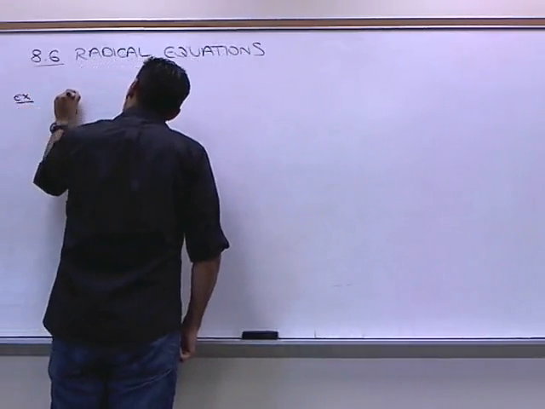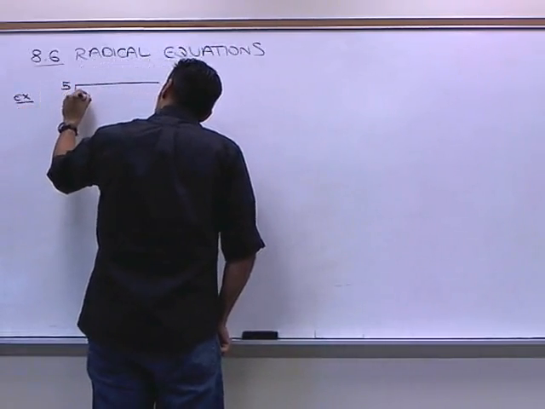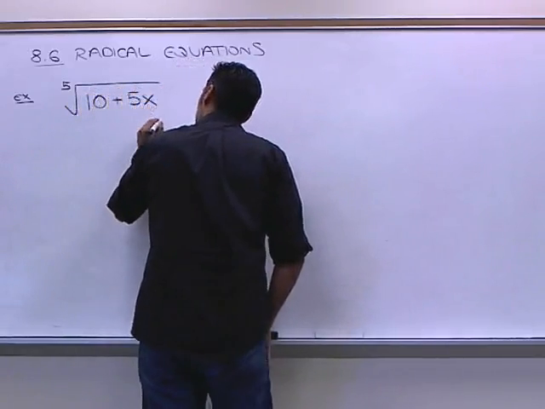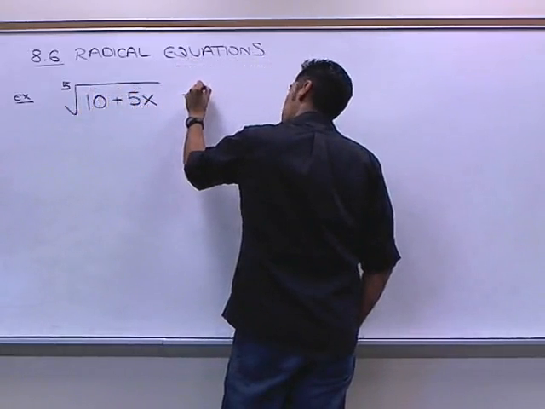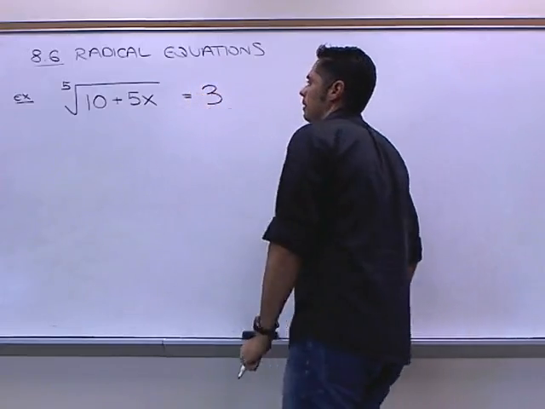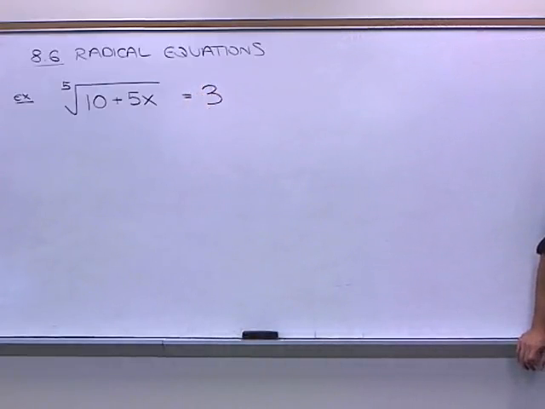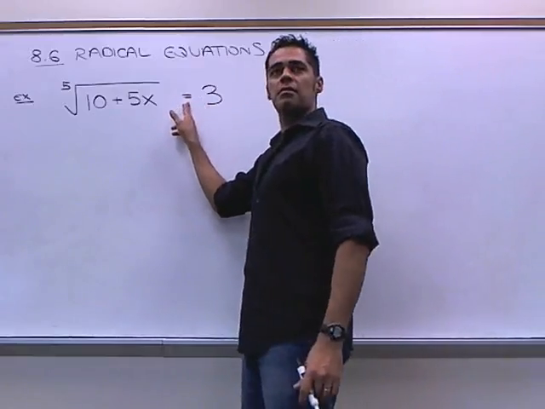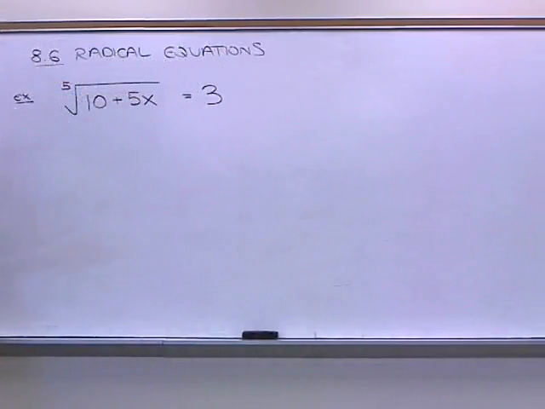Okay? So here's your first example. Let's say I have the 5th root of 10 plus 5x equals, and we'll go with 3. So we look at it, it's an equation, it has a radical in it, but it's not a square root. It is a 5th root.